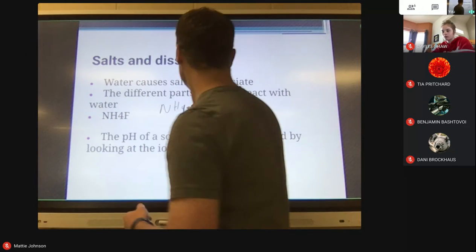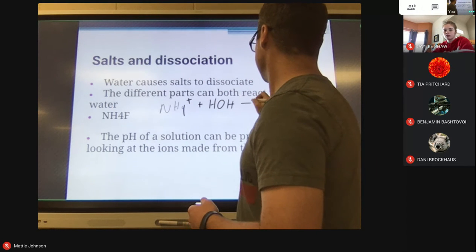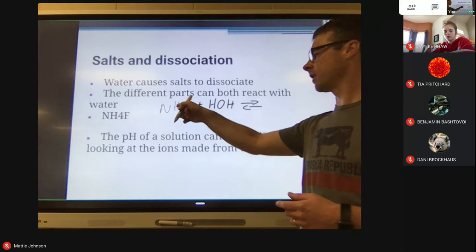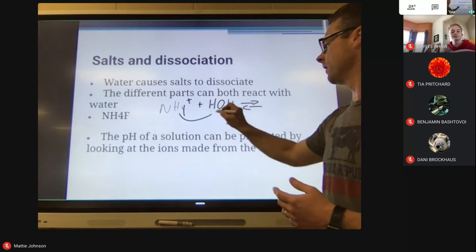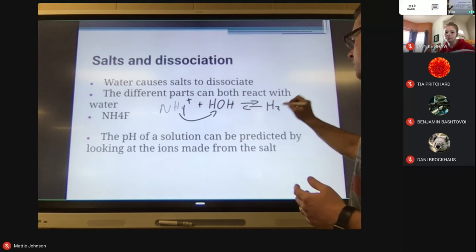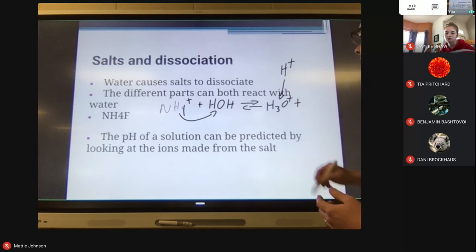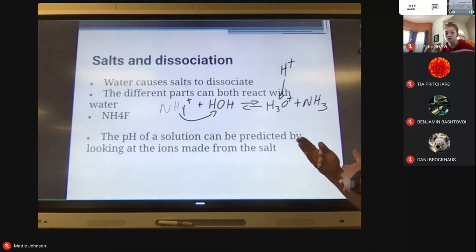Okay, so NH4+ can react with water in that this is an acid because it's the conjugate of NH3, which is a weak base. So it gives its H here, and we get H3O+, which is the same as H+ for us, and we get NH3. Okay, so that is one part of the salt acting as an acid.